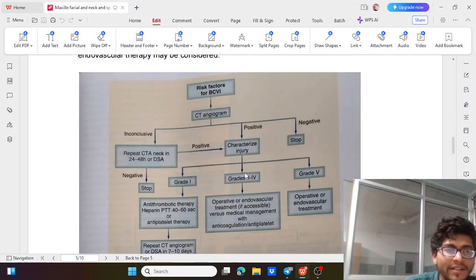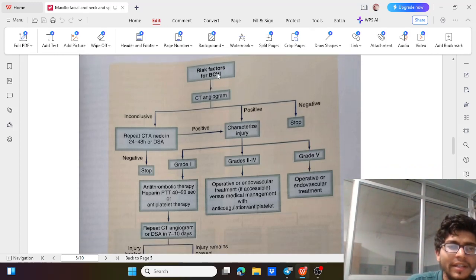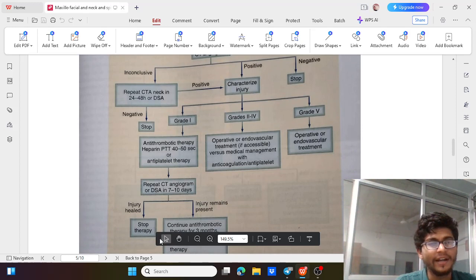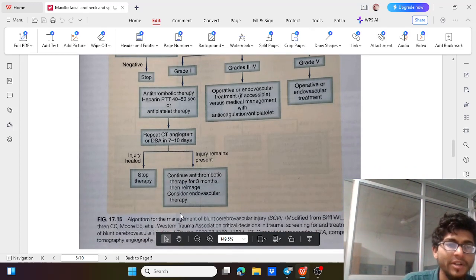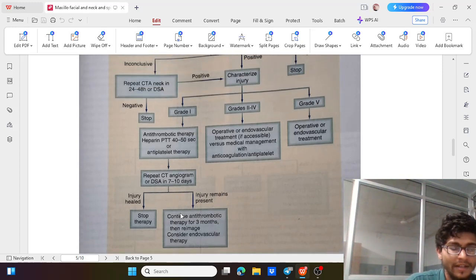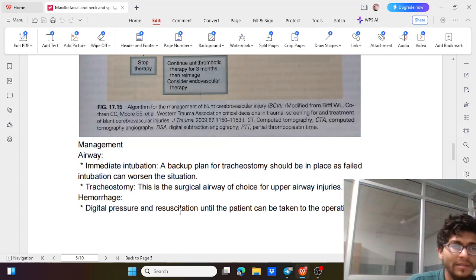As we have seen yesterday in the chart, this is all about the flowchart of this BCVI. So how do we go ahead? In CT, if you are finding something positive, then in grade 5, we'll manage by operative or endovascular treatment. In grade 2 to grade 4, we'll consider the situation whether we have to go for surgical or medical management. And in grade 1, we'll definitely go for antithrombotic therapy with heparin or antiplatelet therapy. And again, repeat CT angio and decide further whether we need to stop treatment or continue treatment, or there is some need for intervention in the form of endovascular therapy.